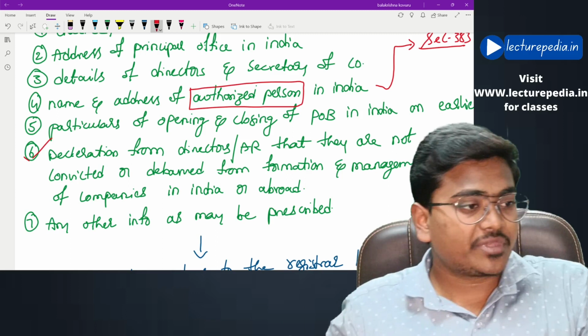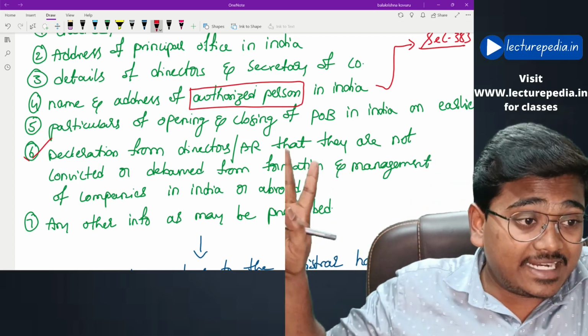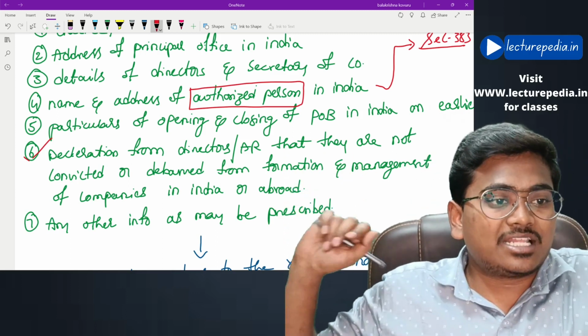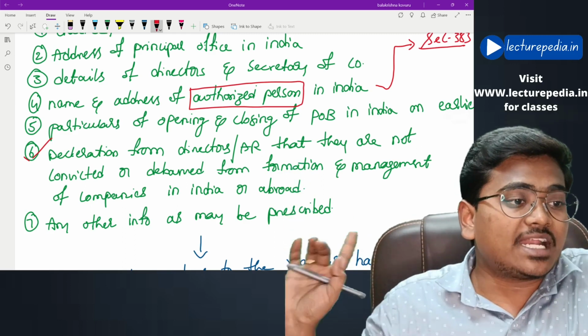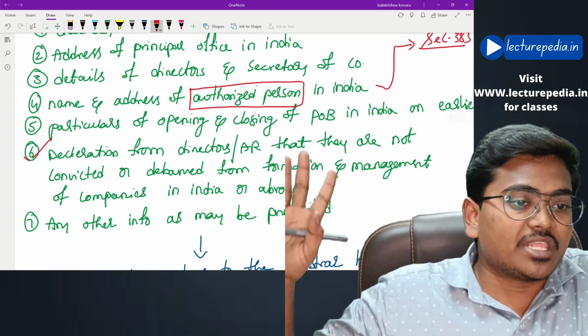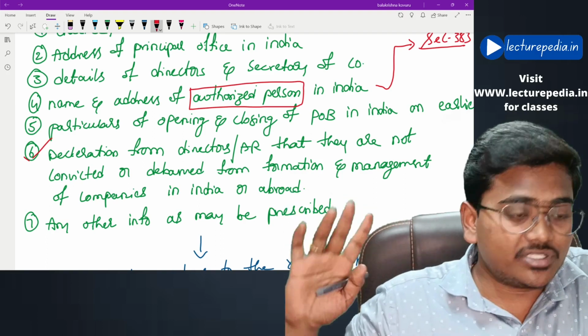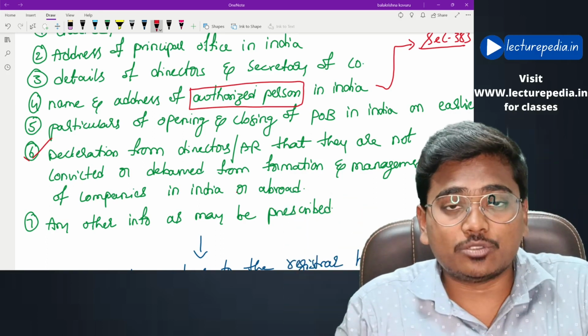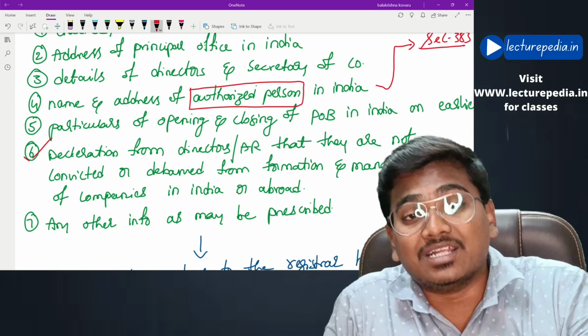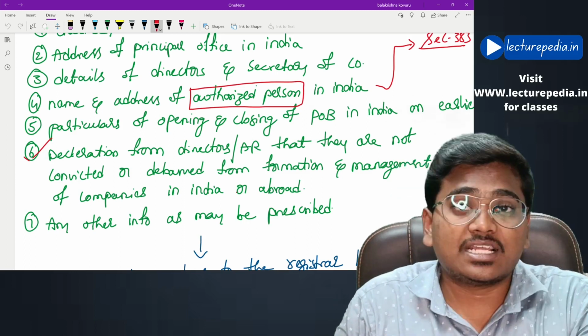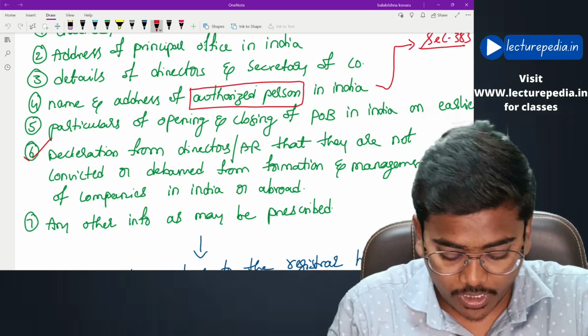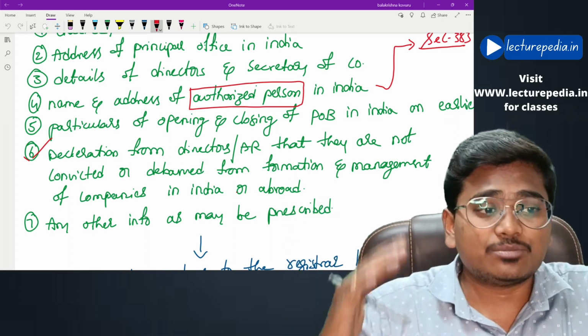Sixth point, declaration from director and also authorized representative that they are not convicted or debarred from formation and management of companies in India. Such a declaration has to be given by both directors as well as the authorized representative of the company. And any other information as may be prescribed.